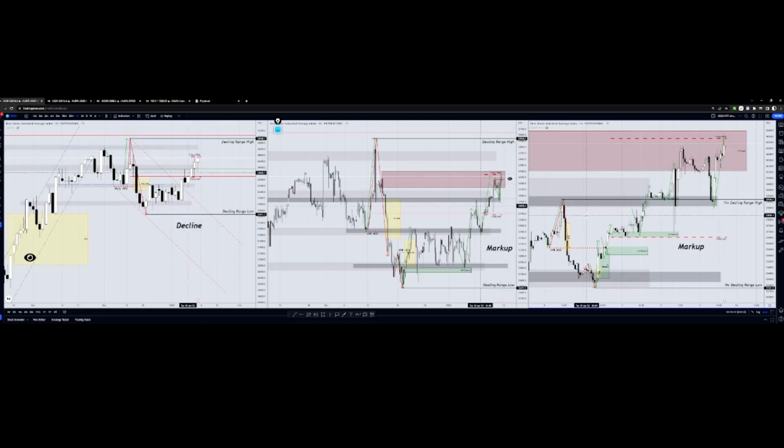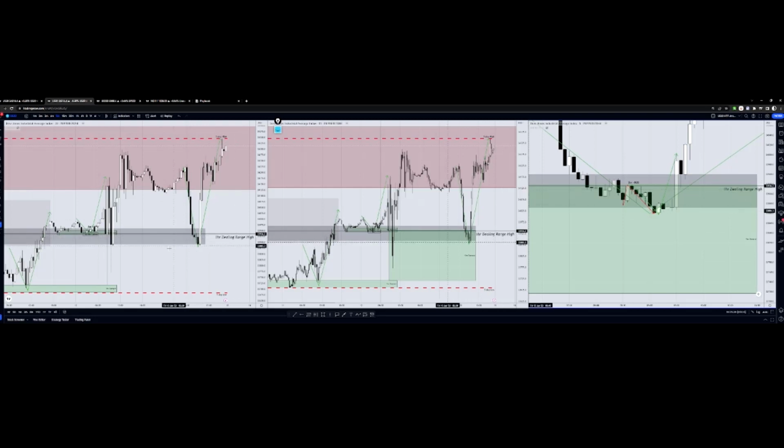The 1 hour, very similar. We had the downwards pattern breaker and the bullish breaker here, but we've not really seen very clearly a change in direction on the hour either. So I'm still in markup on both the 4 hour and the 1 hour.